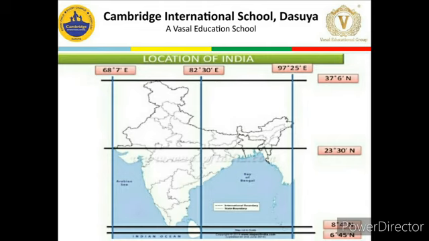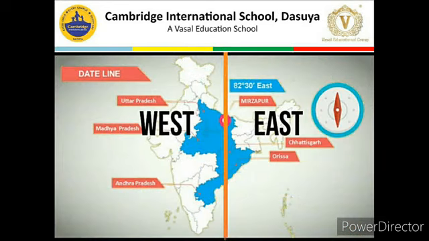You can see in the picture, in the middle, one line is passing through 82 degrees 30 minutes east. This is called the Standard Meridian of India. The Standard Meridian of India, 82 degrees 30 minutes east, passes through Mirzapur in Uttar Pradesh. This is taken as the standard time for the whole country, and this is also known as Indian Standard Time.